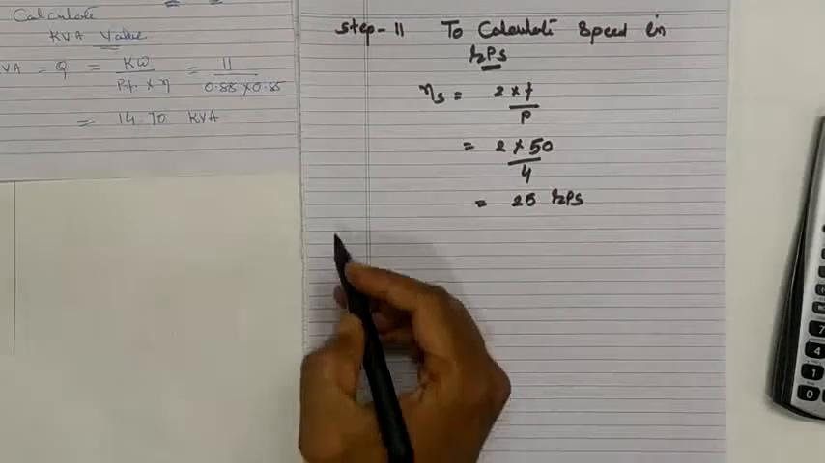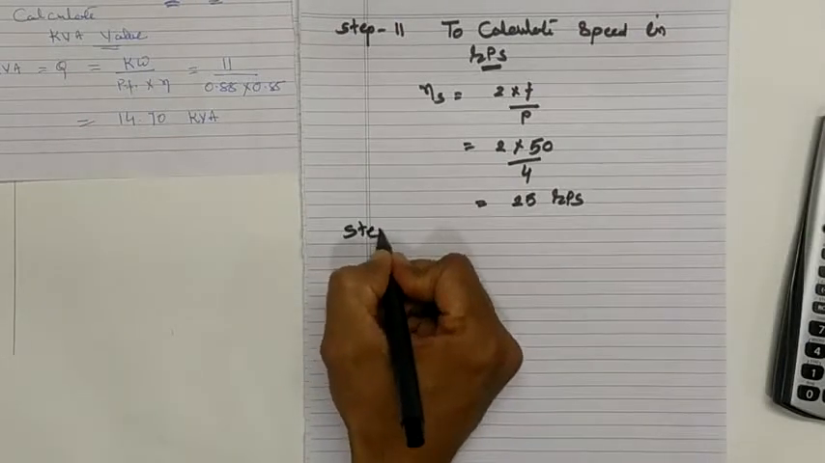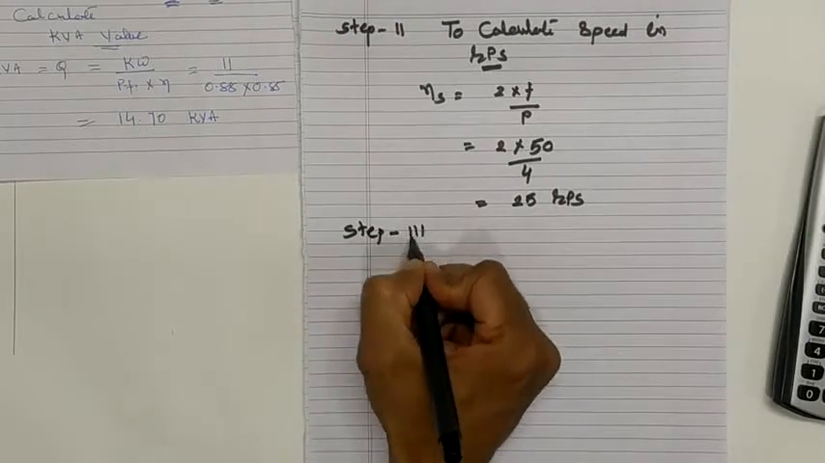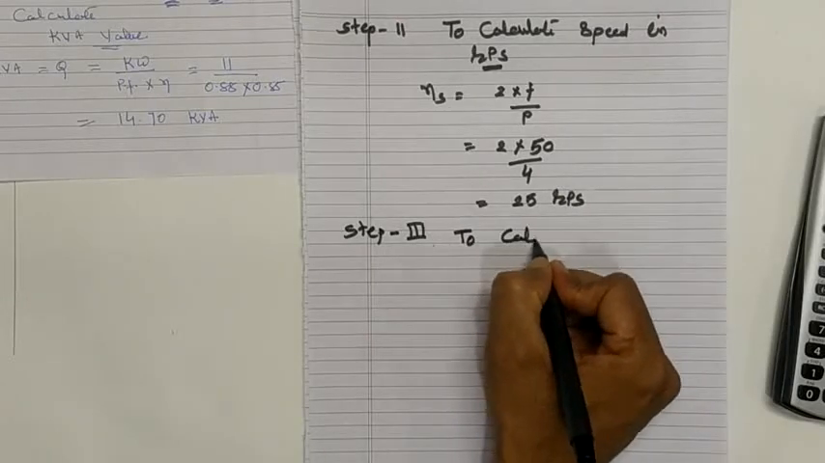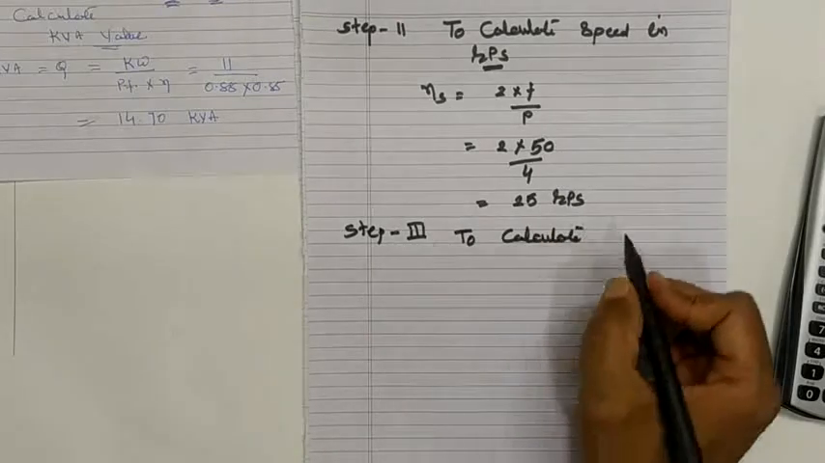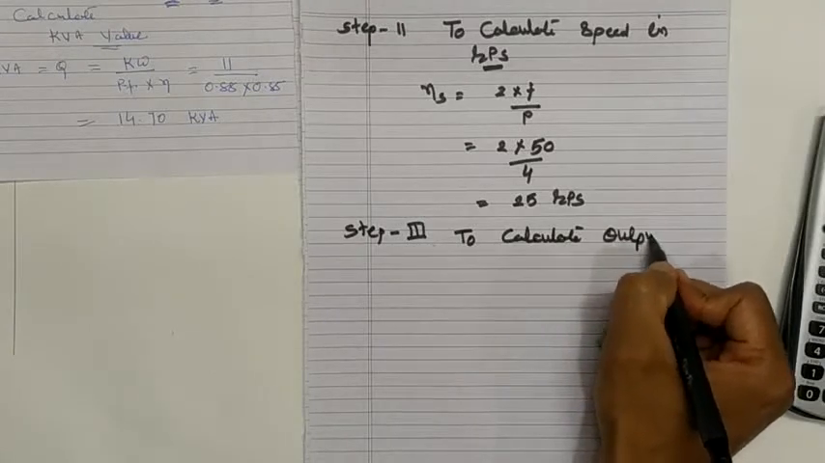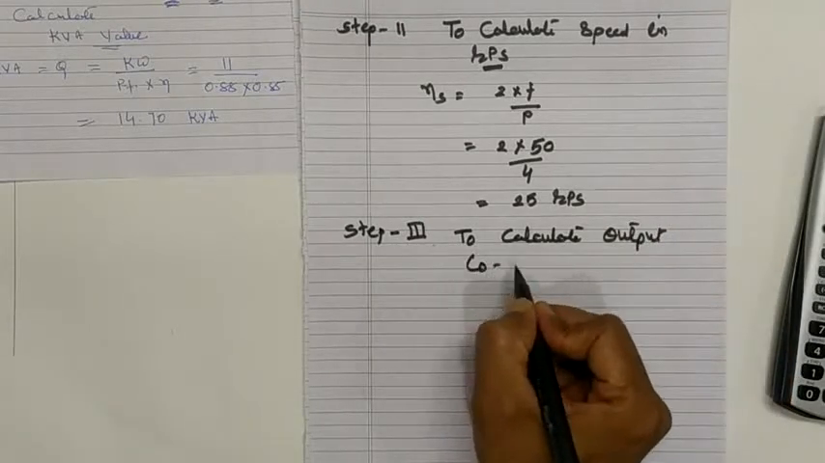Now step number 3, which is very important. Step number 3 is to calculate the output coefficient.